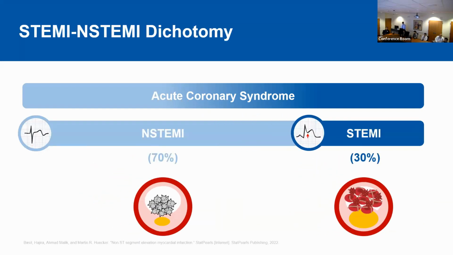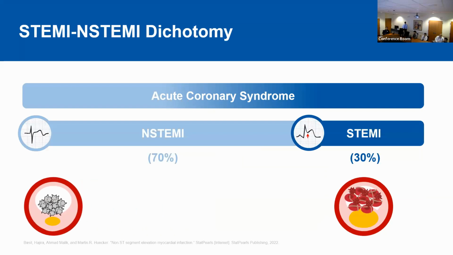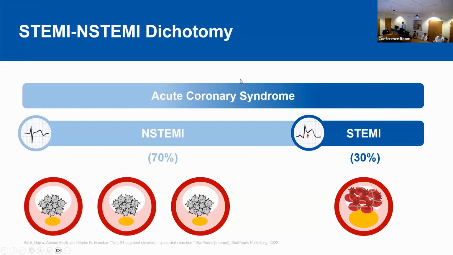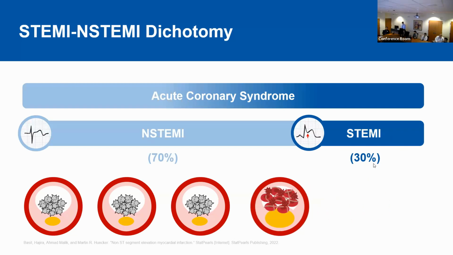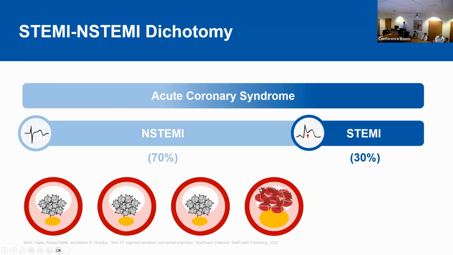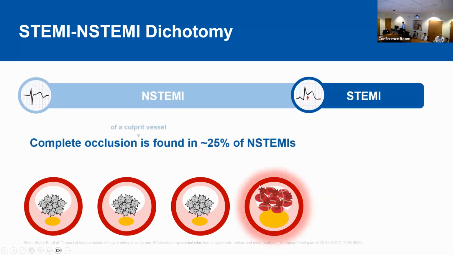So by the numbers, NSTEMIs account for about 70% of acute coronary syndromes, with STEMIs accounting for the remaining 30. But interestingly, at the time of angiography, we find that about 25% of these NSTEMIs are found to have total occlusion of their coronary vessel with TIMI-0 flow.